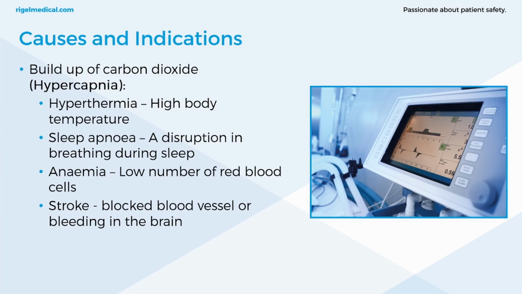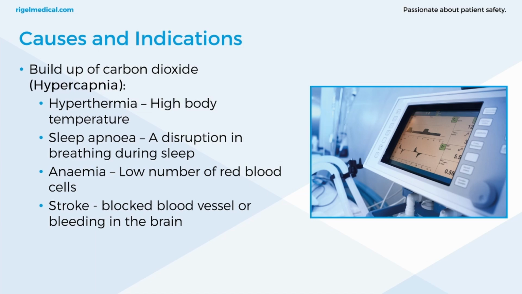Causes. Okay, so hyperthermia is one, where you're getting a much higher than normal body temperature, so an abnormally high body temperature, and this can lead to an increase in carbon dioxide production. We've got sleep apnea, a disruption in breathing during sleep, and this fragmented breathing in sleep means that the body can't effectively remove the carbon dioxide, and this can build up in the bloodstream.